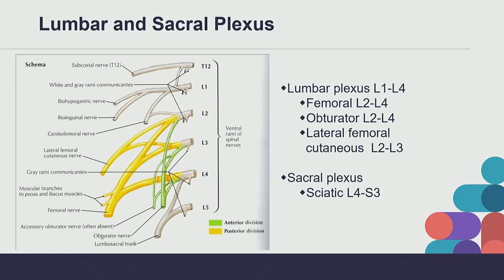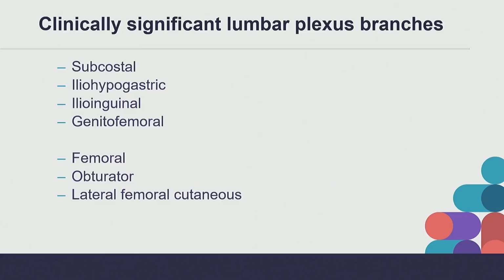We know that the lumbar plexus comes off of L1 to L4, and the nerves that we're interested in for this lecture are going to be the femoral, the obturator, the lateral femoral cutaneous, and then we'll flip views to the sacral plexus, L4 to S3, as we cover the sciatic nerve. Just keep in mind that the lumbar plexus, as it comes off of L1 to L4, also gives us the subcostal, the iliohypogastric, the ilioinguinal, and the genitofemoral. But again, for this lecture we're going to cover the lower extremities, so we'll mainly focus on the femoral, obturator, and lateral femoral cutaneous.